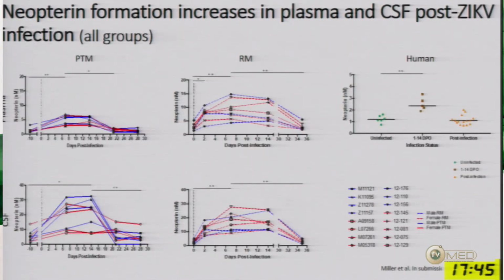We next looked at neopterin formation. Like I said, the neopterin formation can be downstream of this kynurenine pathway and has association to the gut microbiome as well, and is highly associated with central nervous system disorders.